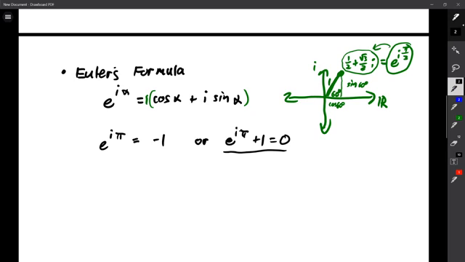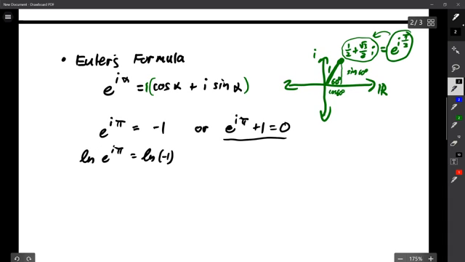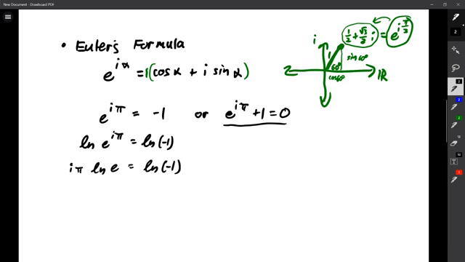But this left-hand side, we're going to do something with here by taking the natural log of both sides. We're going to take natural log of e to the i pi equals natural log of -1. Now we're going to use our power rule here to say i pi times the natural log of e equals the natural log of -1. Now, natural log of e, well, natural log is log base e. So we're saying e to what power equals e, and that's just 1. So we're left with i pi equals the natural log of -1.